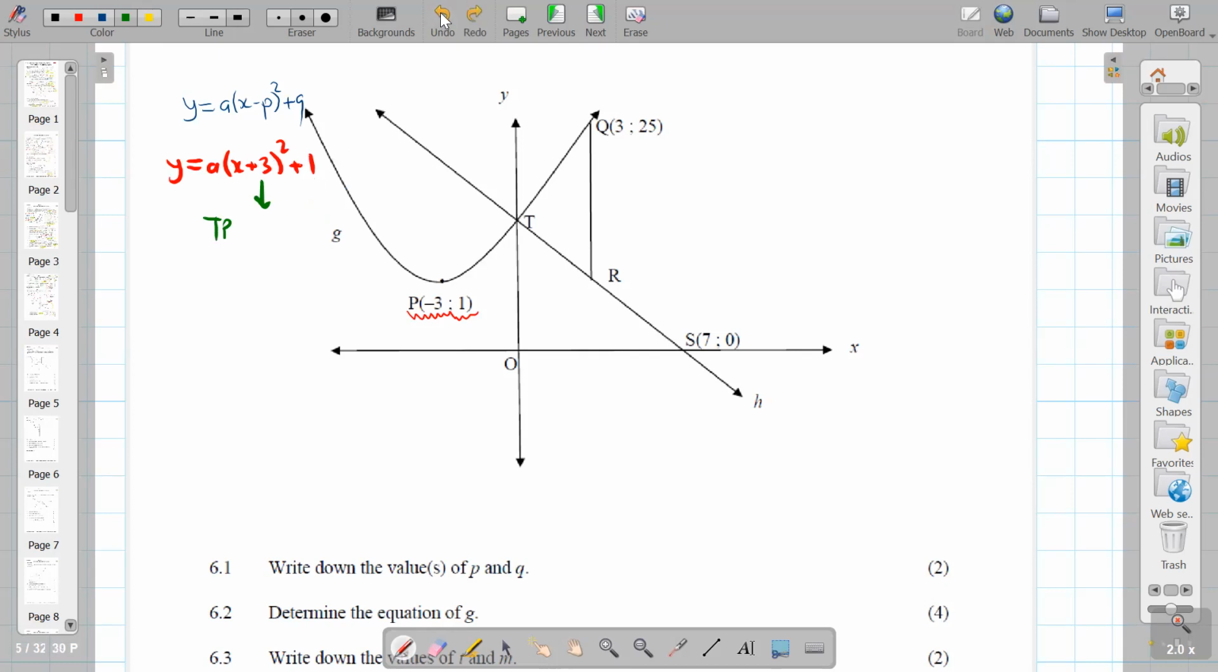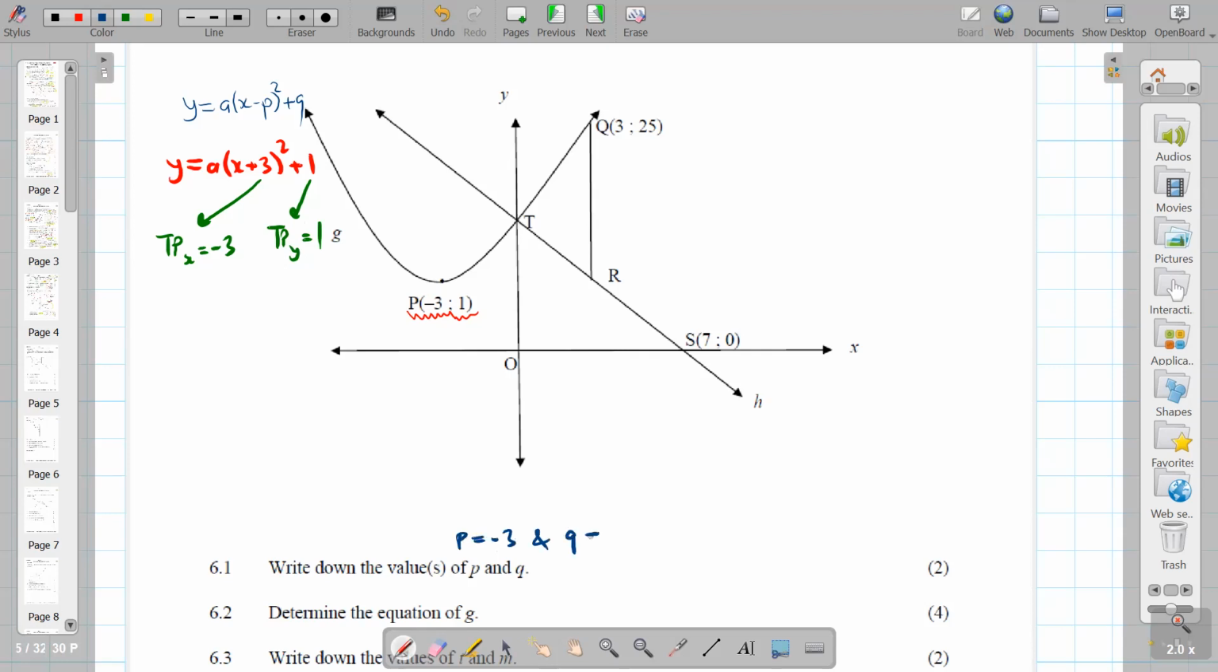Let me just write that. We still don't know a, but they're not asking for a. So that's -3, and then the y coordinate of the turning point is 1. So then the p value must be what? The p value must be -3.